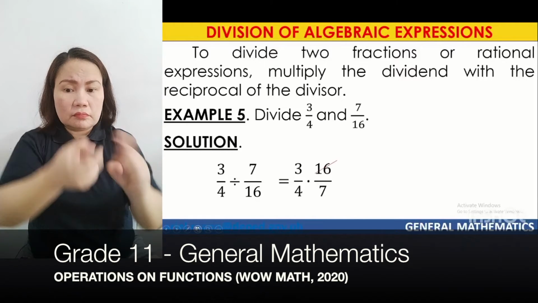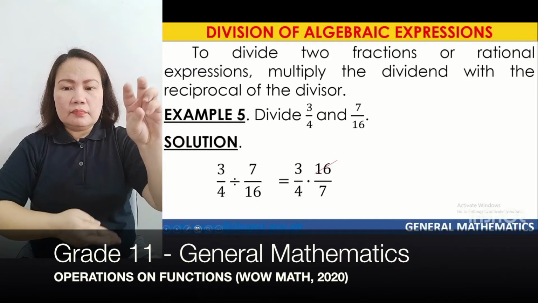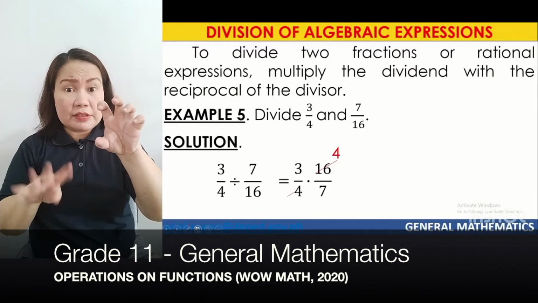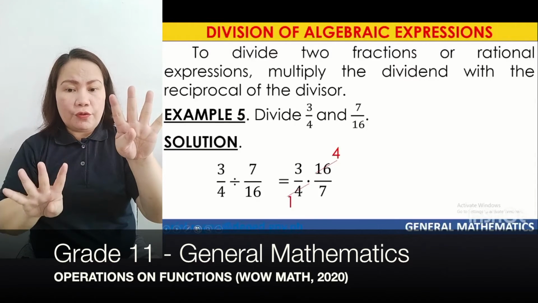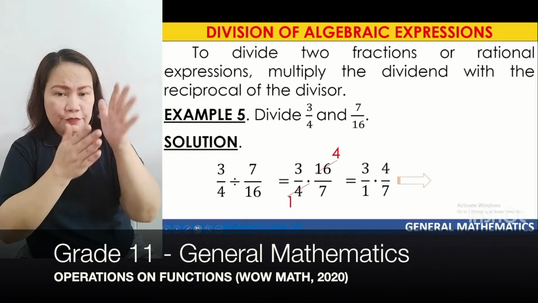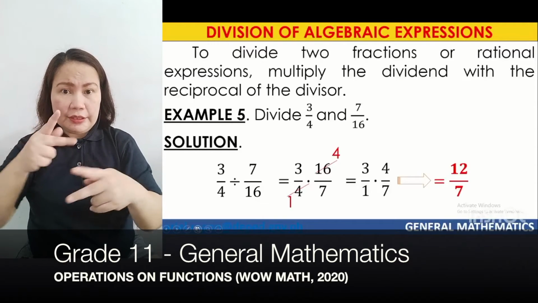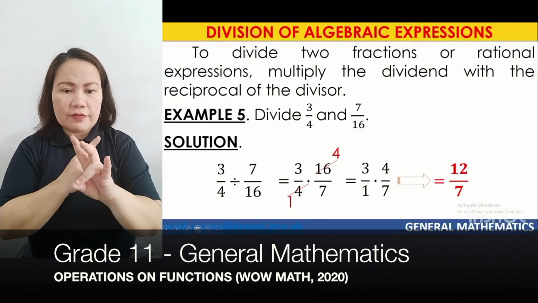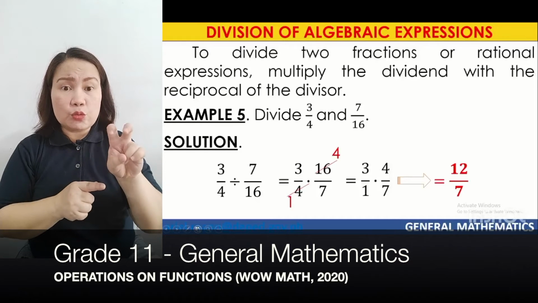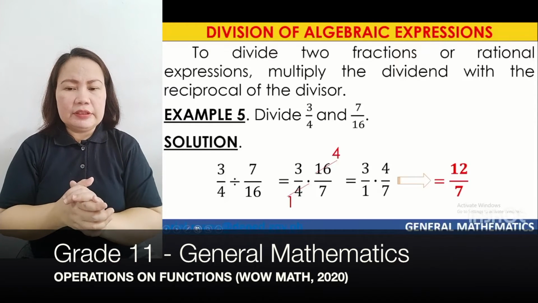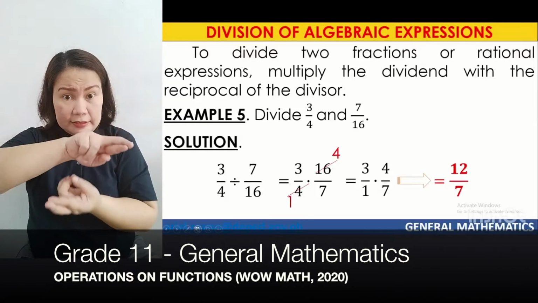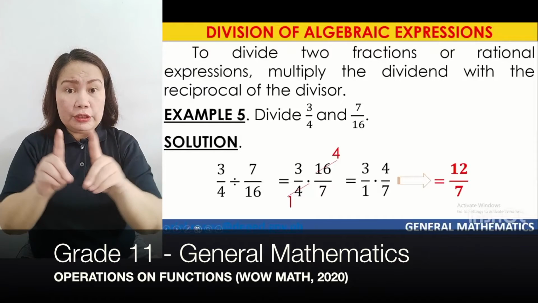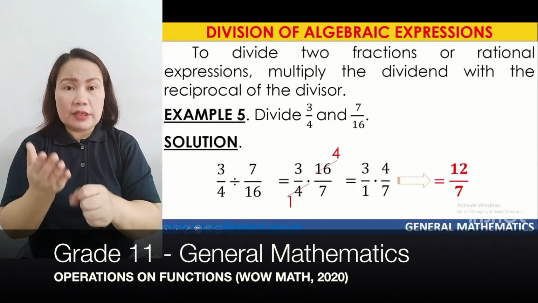So, 16 sa kasi 4, pwede natin i-get the lowest term, no? That is by 4, no? So, therefore, the final answer is 3 times 4, 12 over 7. So, ulitin lang natin kapag division, get the reciprocal of the divisor and proceed to multiplication. Okay? So, review lang yan para masundan nyo yung operation of function.